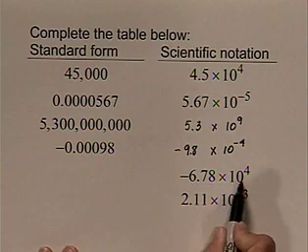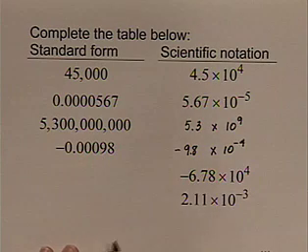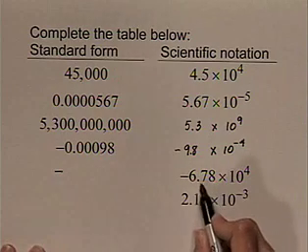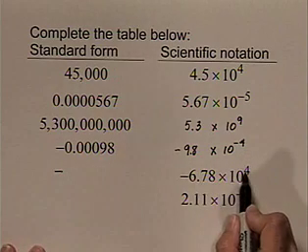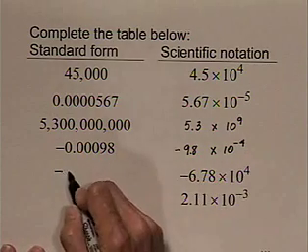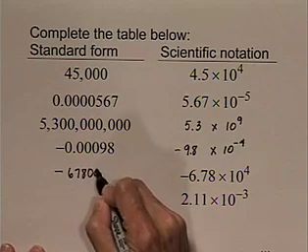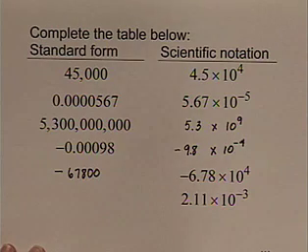Here we have scientific notation and we want standard form. Notice that our number will be negative, and we'll have to move this decimal point 4 places in the positive direction. That gives us 7800, adding enough zeros to get 4 decimal places, or negative 67,800.